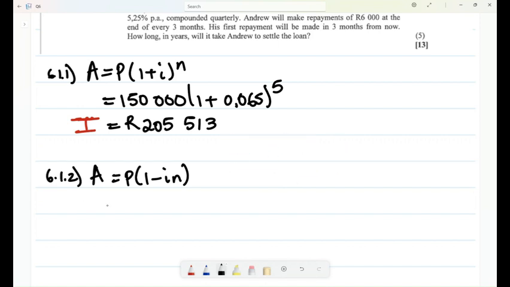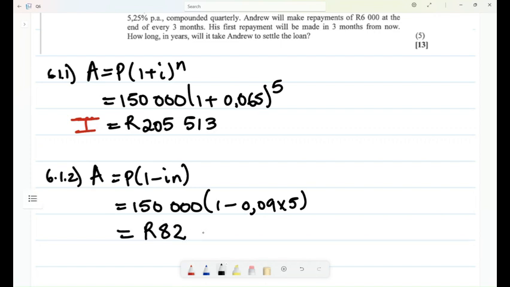Okay, yes. So I'm going to say A. And I'm expecting my value here to decrease. Why? Because it is now old. Then how much do I get there? I get an amount of minus 0.09 times 5. I get an amount of 82,500. This is what I call my depreciation.